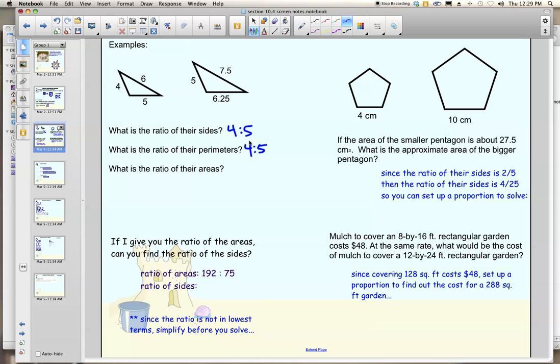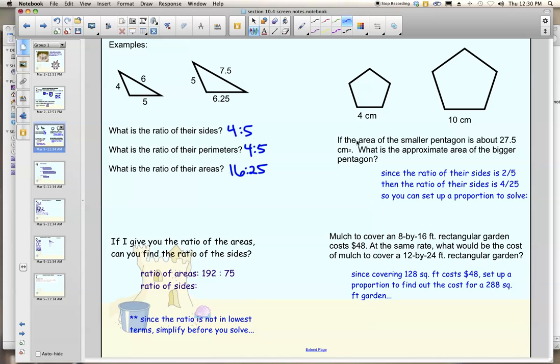To find the ratio of their areas, you could find the area of this one and find the area of this one and compare them. Or you can use what you know about the ratio of their perimeters. If you square their ratio of perimeters, 16 to 25, that's going to be the ratio of their areas. No, that's not necessarily going to be their areas. It's going to be the ratio of their areas. There's a difference.